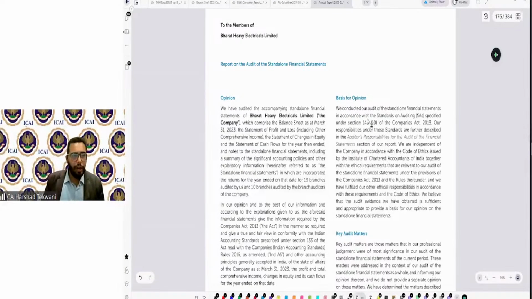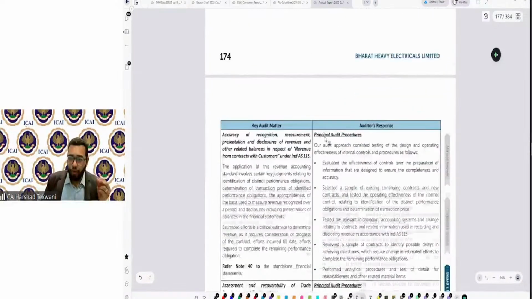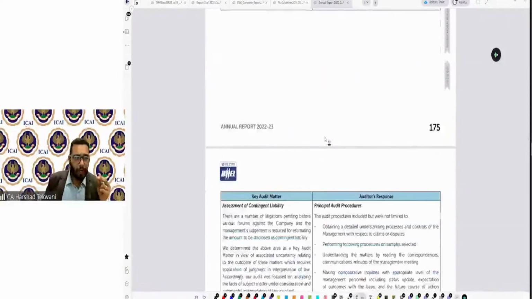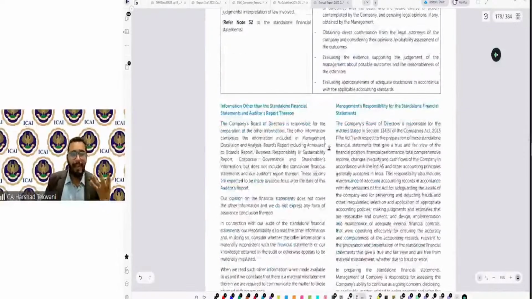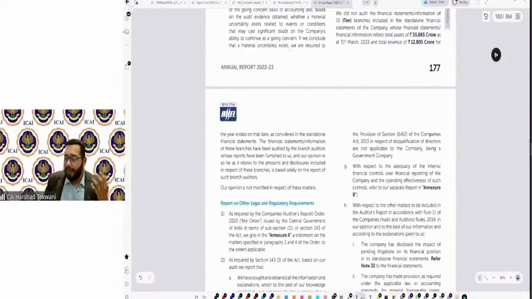Now, if you see the audit report over here, I'll come to that particular part also. If you see the audit report, everything is the same. But I'll show you something different over here. If everything is the same, then where is the difference coming from? The difference comes with respect to one particular section.